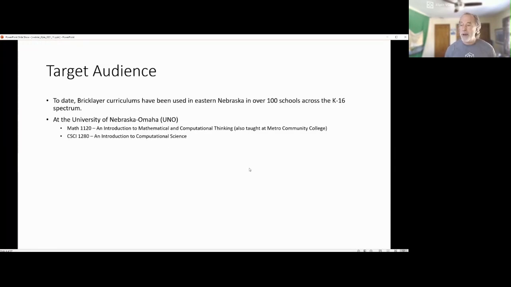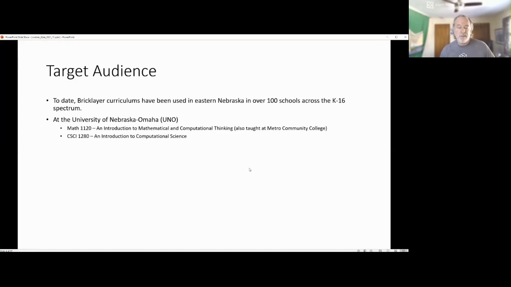One is Math 1120, and Math 1120 satisfies the Gen Ed math requirement for non-STEM majors. And so what that means is that if you are not a STEM major, this class serves as a substitute or an alternative for college algebra. And at our university, that's a huge thing. And across the United States, this is a huge thing as well. And this class is also taught at our community college, and the credits can be transferred back to our programs.